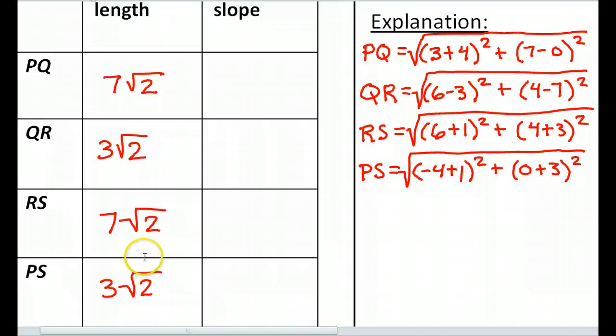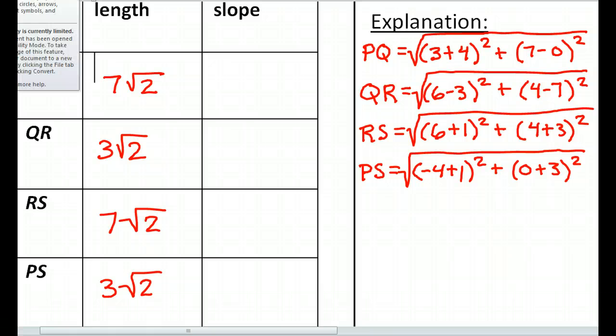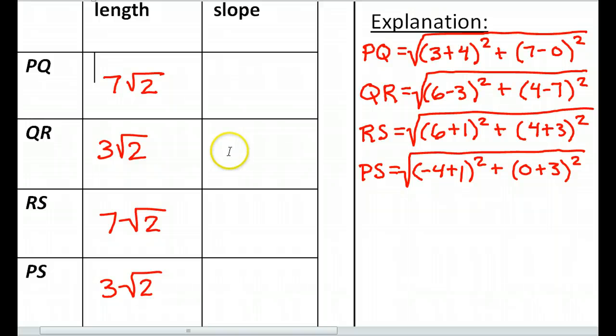Maybe. It's a parallelogram, so it has opposite sides that are congruent. But that would be true for a rectangle, and it would be true for any parallelogram. To know if it's a rectangle or not, we're going to need the slopes. A rectangle has 90-degree angles, so every angle of a rectangle means that these consecutive sides are perpendicular.